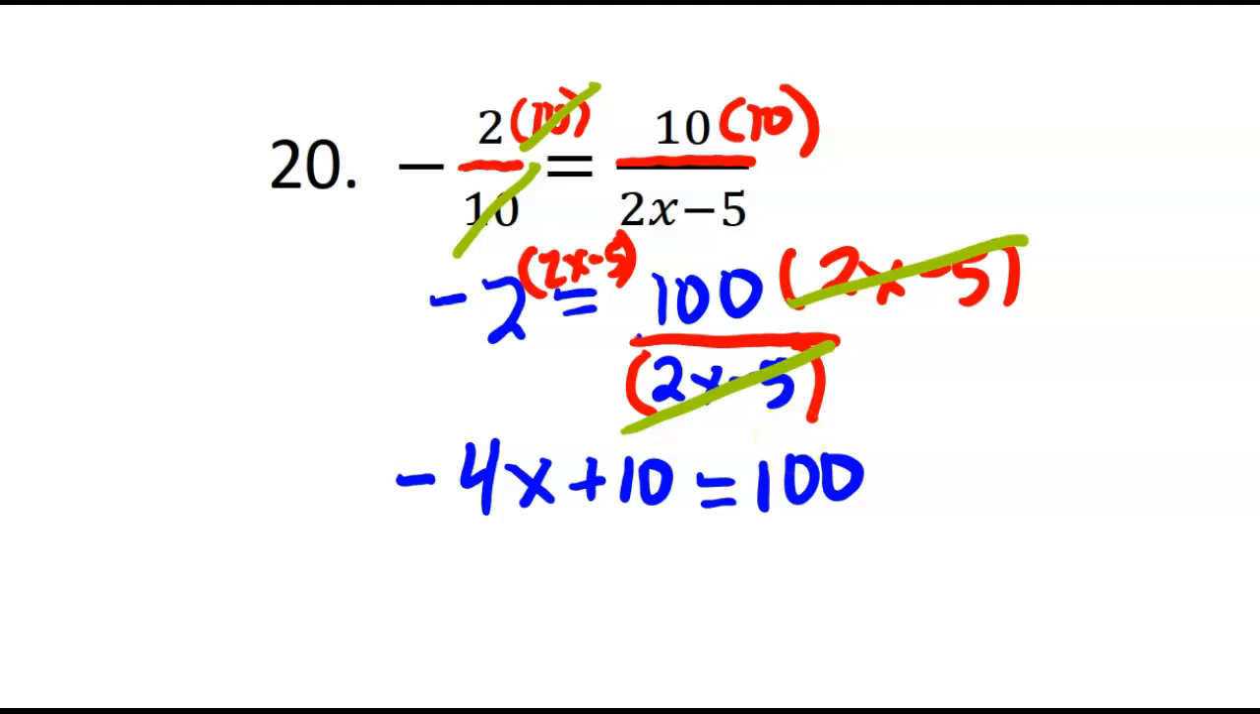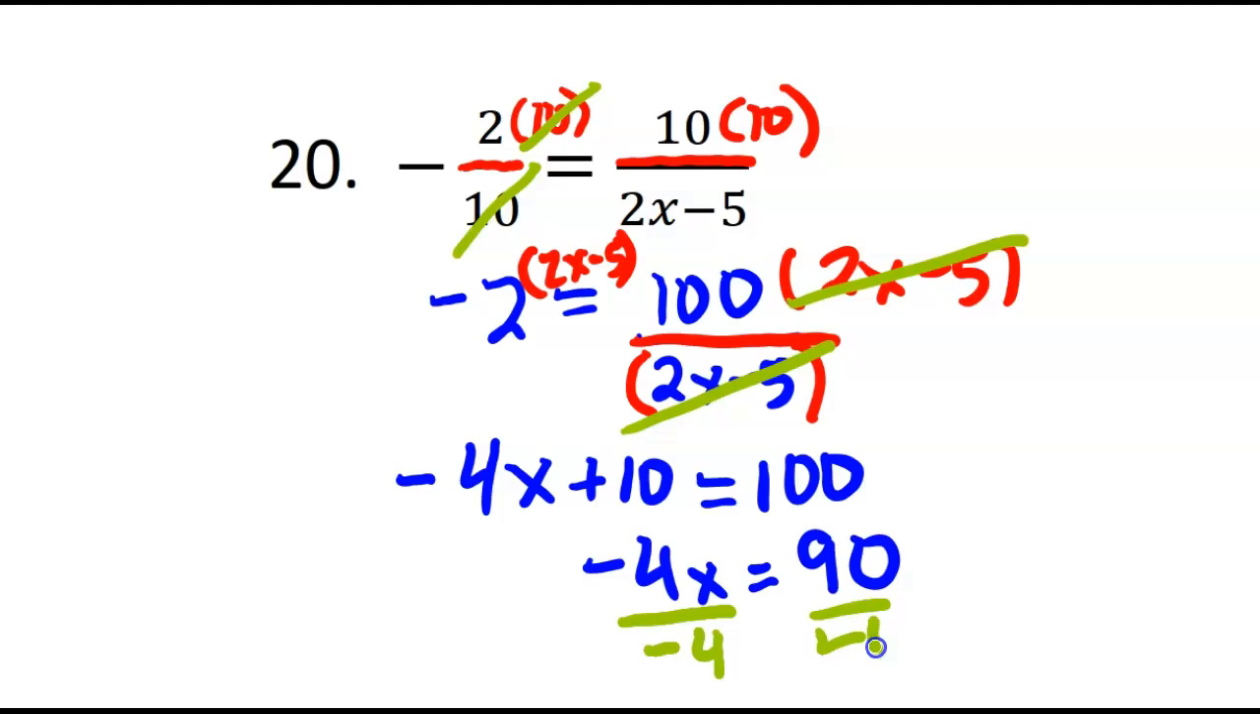And now I can just continue solving, subtracting 10. Negative 4x equals 90. Dividing by negative 4 on both sides. That goes to 1. Let's see. I'm going to end up with x equals negative 45 over 2 fully reduced.